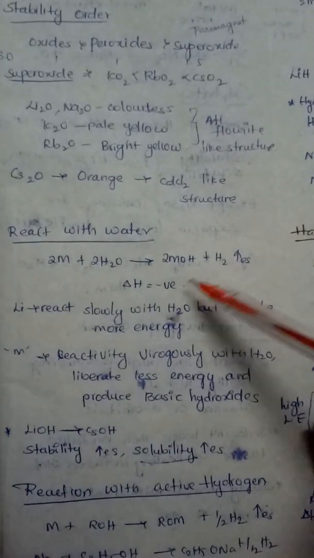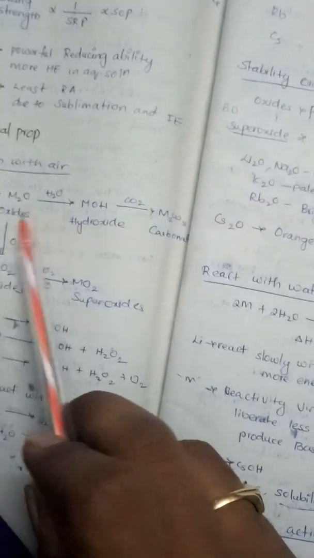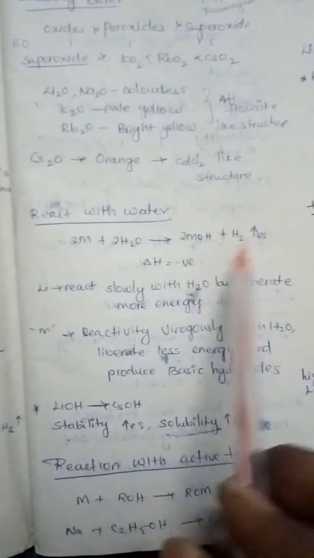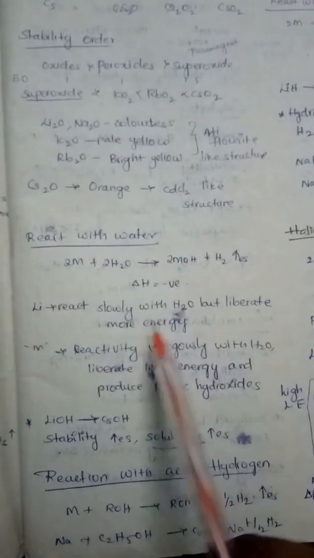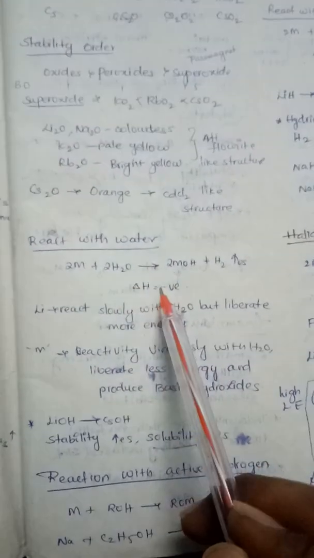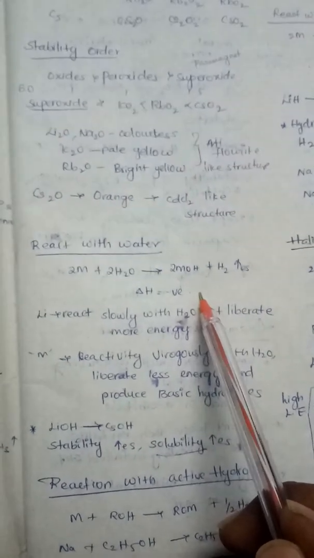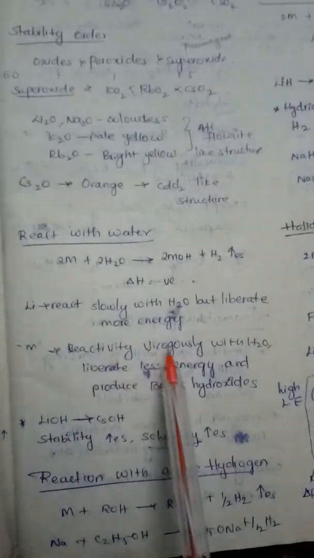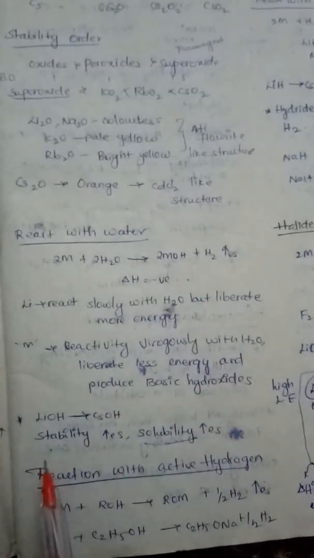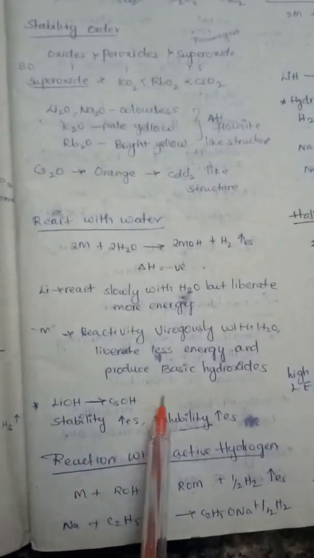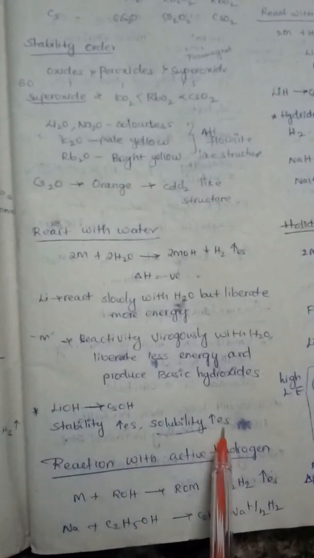Reaction with water. When metal is treated with water, it forms hydroxides, as we noted here. M2O oxides also give hydroxides, and this is one more method. Delta H value is negative, which means it is a highly exothermic reaction. Lithium reacts slowly with water but liberates more energy, as delta H negative means exothermic and evolution of heat energy takes place. The others react vigorously with H2O, liberate less energy, and produce basic hydroxides. From lithium hydroxide to cesium hydroxide, stability order increases and solubility order increases.